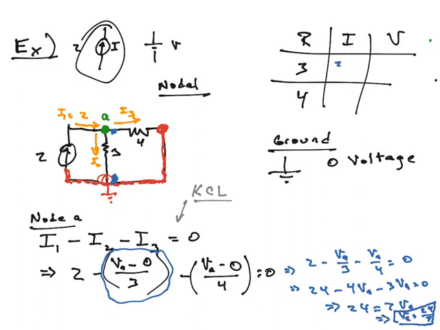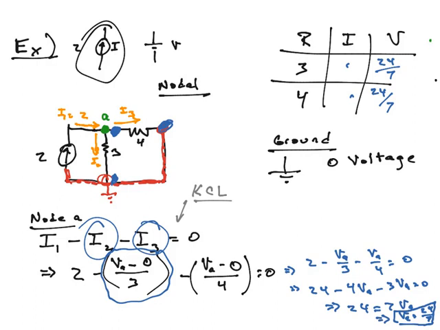Oops, this is the current. 24 over 7. And the same for the 4. The voltage on this side minus the voltage on this side is 24 over 7 minus 0. And then to get the I, we take 24 over 7 divided by 3, which is called I2, and 24 over 7 over 4, which is called I3, and that's how we get these two values.